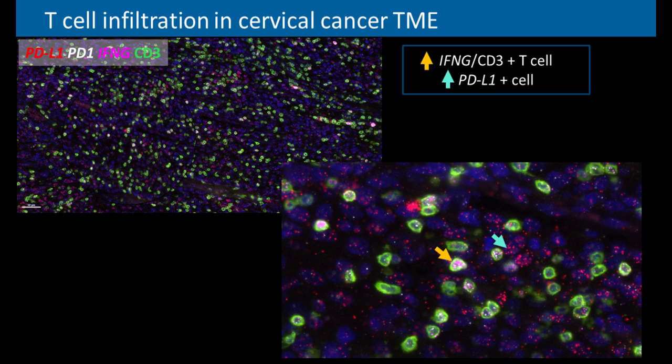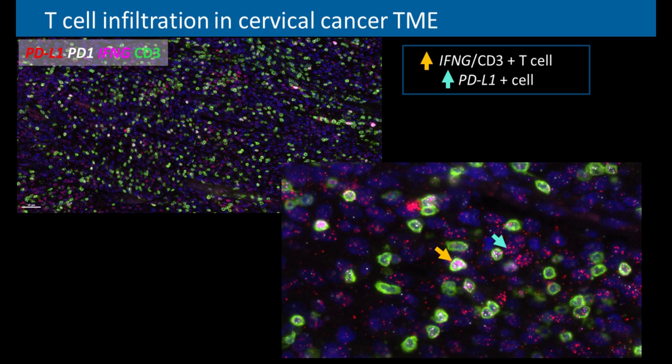And here is an example of how we've utilized this joint ISH-IHC workflow. In the cervical cancer, we used the CD3 antibody to mark all the T cells and then study the expression of PD-L1, PD-1, and interferon gamma using RNAscope.